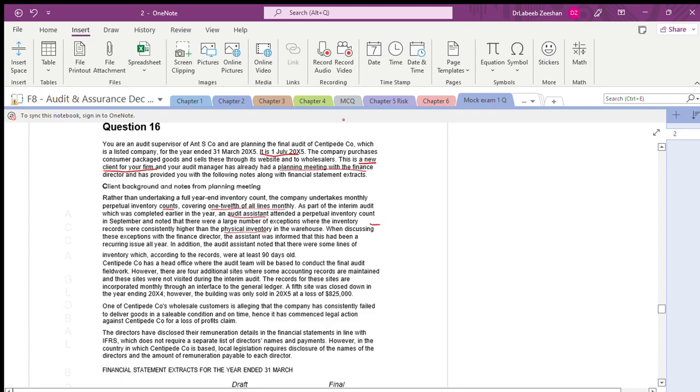What do we have to do? We have to do some reconciliations, because inventory records are showing higher, whereas physical inventory is showing less.